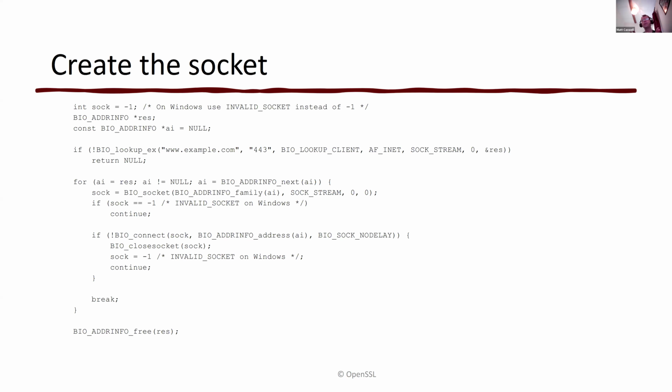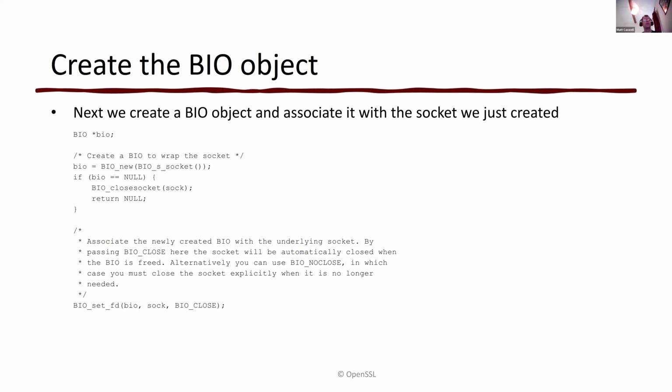So at this point, we have a working TCP/IP socket to the server. Now we need to associate that socket with a BIO object. This is an OpenSSL object, which is just an abstraction for doing I/O. You can get different types of BIOs. We're using a BIO_s_socket type, but there are other types. So we create our BIO.